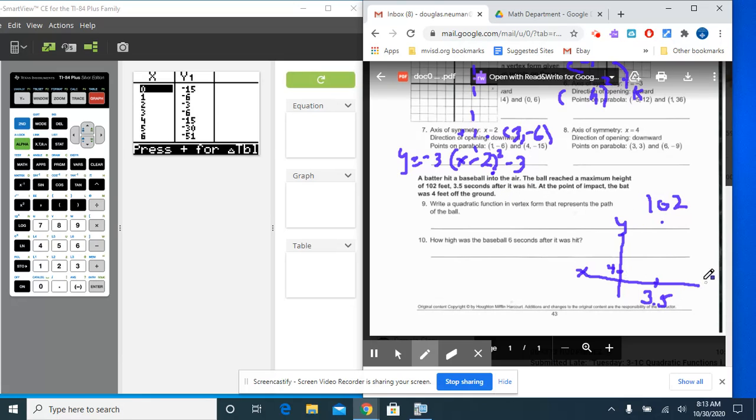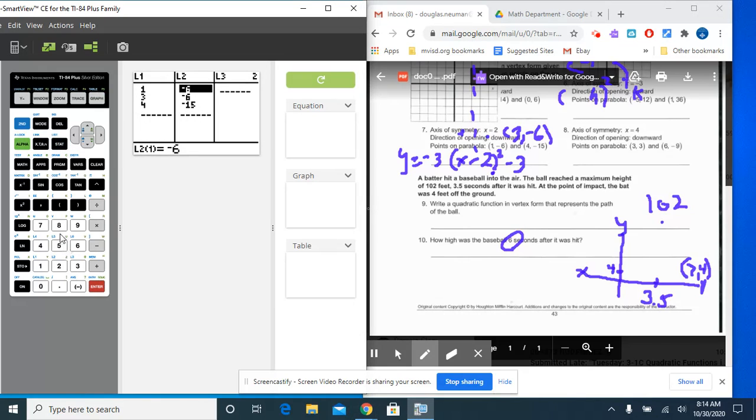Since they're symmetric, that means at 7, it was back to what it originally started at, 4. So at 7 seconds, there's the third point. So I've got all the points I need, even though I have the vertex. So I have 0, 4, 3.5, 102, and 7, 4. And I can run those in stat edit and stat calc, and then store your reg equation in y equals, because it asks you what's going on at 6 seconds. And then you can just go to your table at 6 and figure that out.